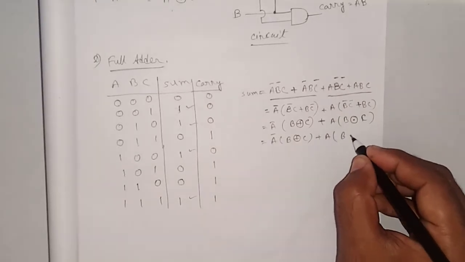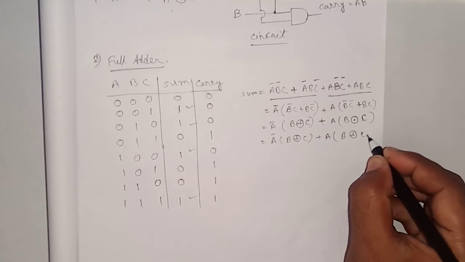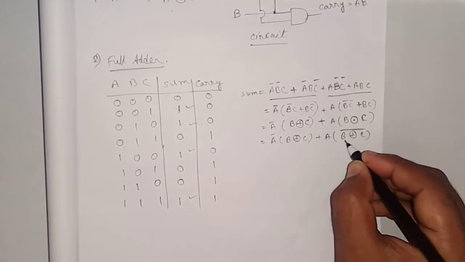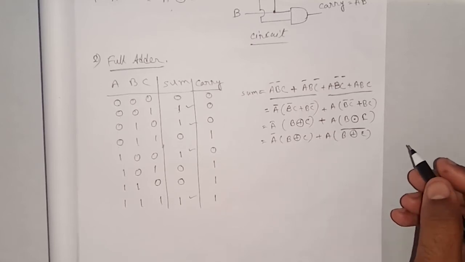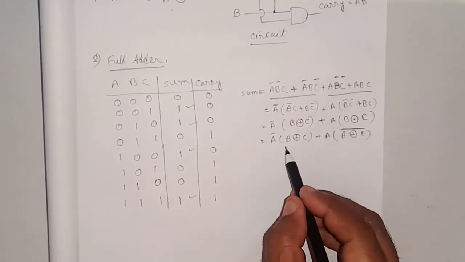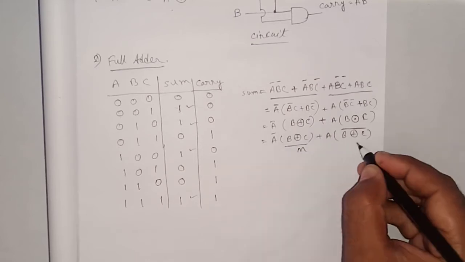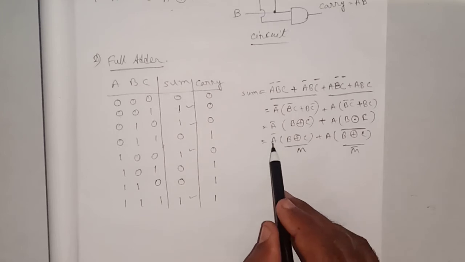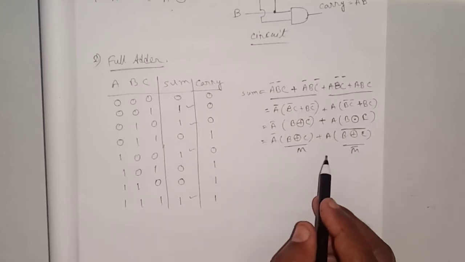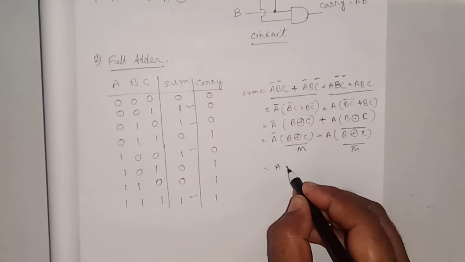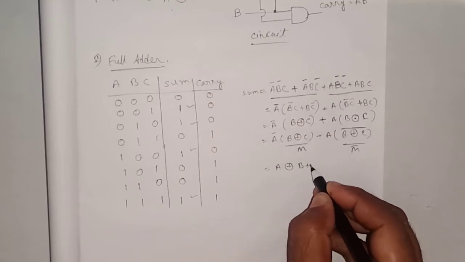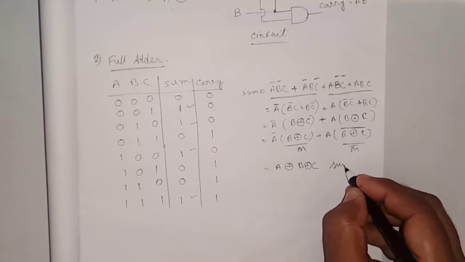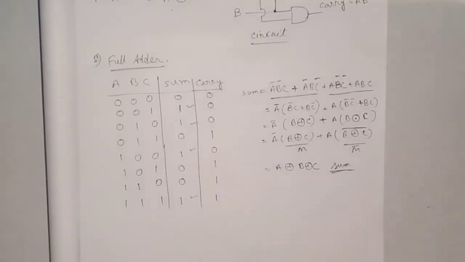So we can write (B XOR C) whole bar, the complement of the XOR gate, means this one. Now if I consider this one as m, then that means it is m bar, right? So we get A bar m plus A m bar. So again an XOR gate, so we can write A XOR B XOR C is the sum value.